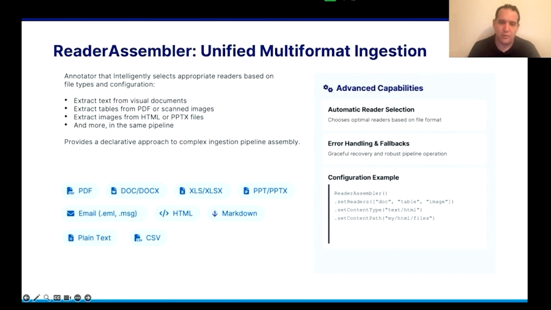But as you can see in the code on the right, reader assembler, set readers. You say, okay, I want a doc, table, and image, which means if it's a document, I want to extract the text. If it has tables, I want you to identify the tables and extract them as structured data tables. And if you see images, I want you to extract the images. I'm going to give you here specifically HTMLs, right? So HTML, of course, can contain images, contain tables, contain text, and of course contains images that are tables. You want to extract all of that, and you just tell it where it is.